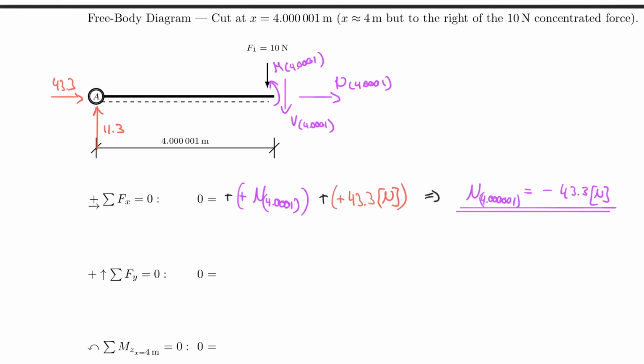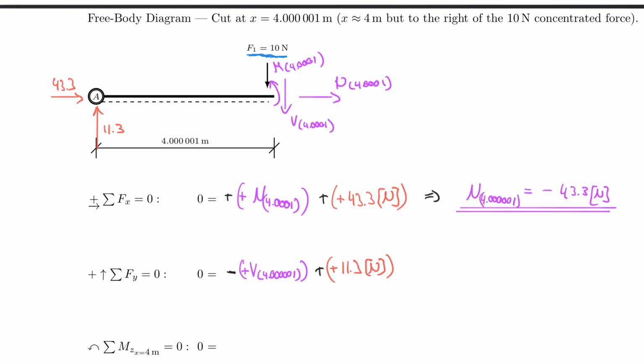We start with my unknown. So this is positive defined V of 4.000001. And of course, I understand that it's actually pointing downwards, and so therefore it's negative, right? It's not positive, but it's positive defined, and that's what I tried to indicate with the purple color. Now, my red color is acting positive 11.3 Newton. And just to be uniform here, I also make that positive. And I now need to actually include this 10 Newton here.